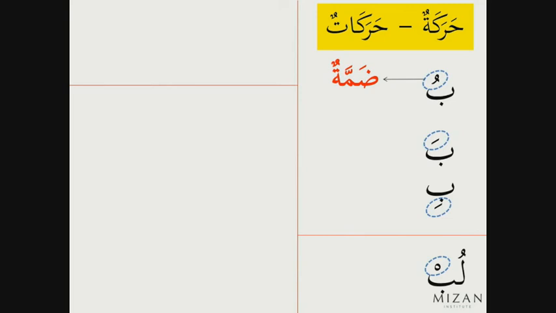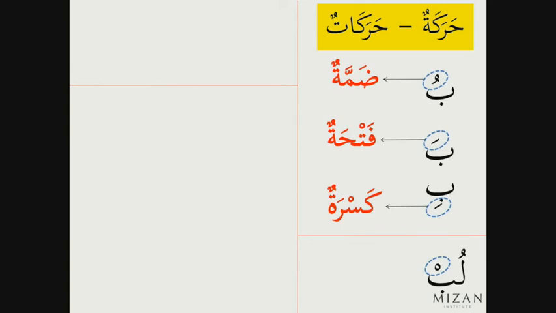Next one. What do you call an a? It's called a fatha. All say it together. Fatha. An a is a fatha. So instead of saying there's an a on the ba, we'll say there's what on the ba? Fatha. And what's an i called?